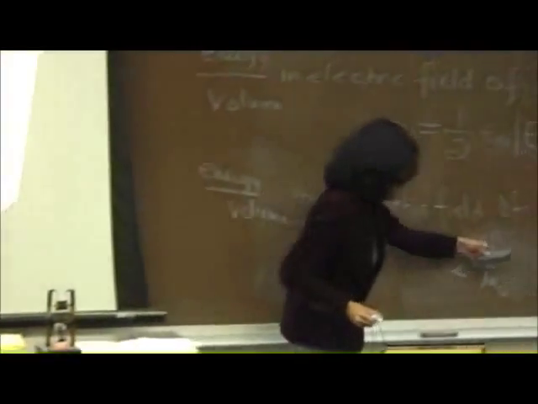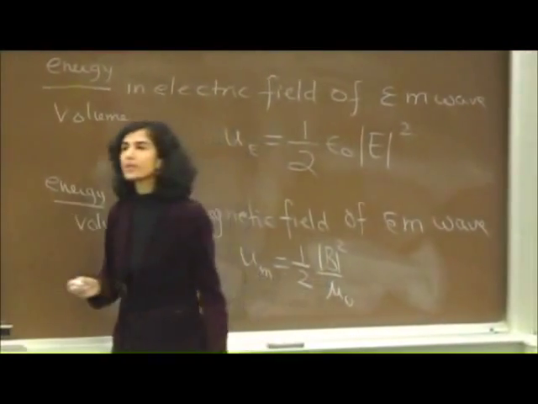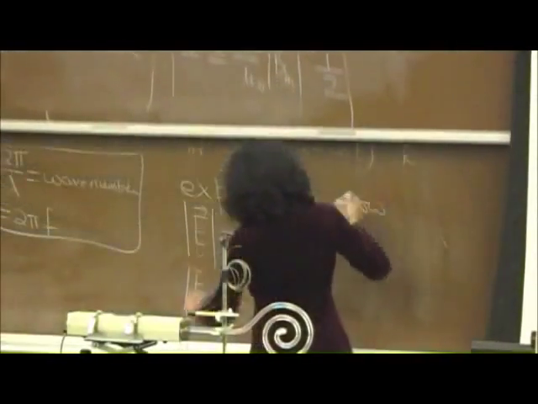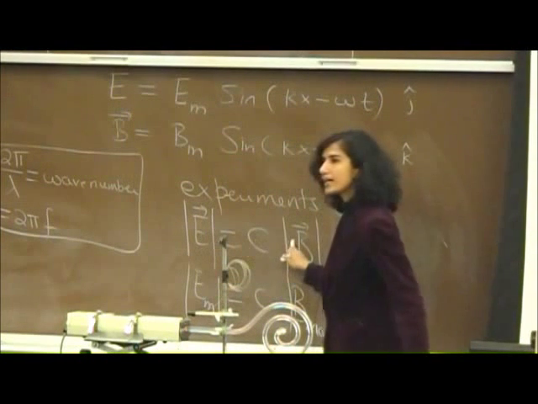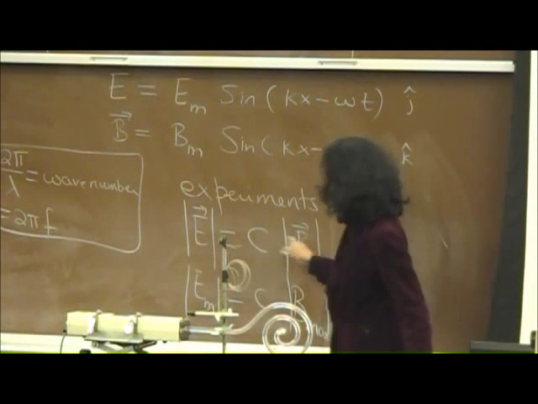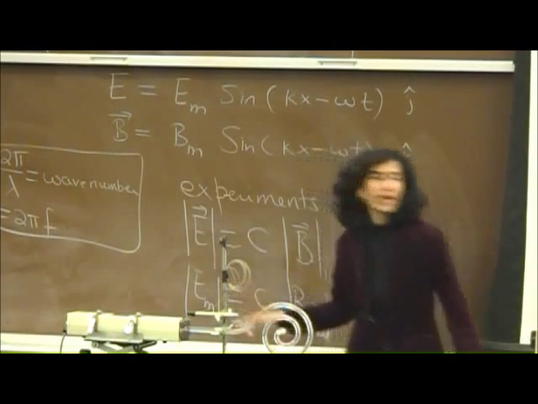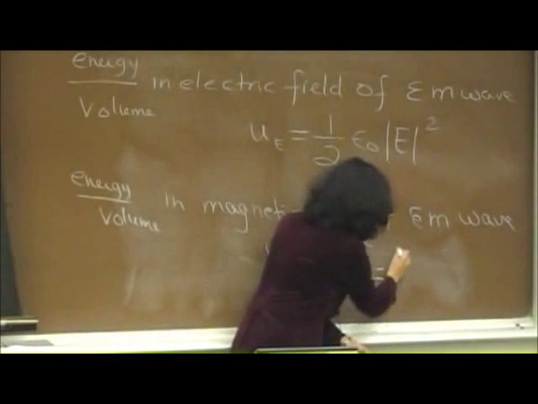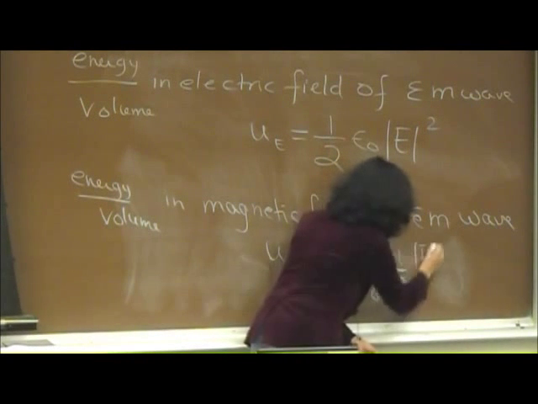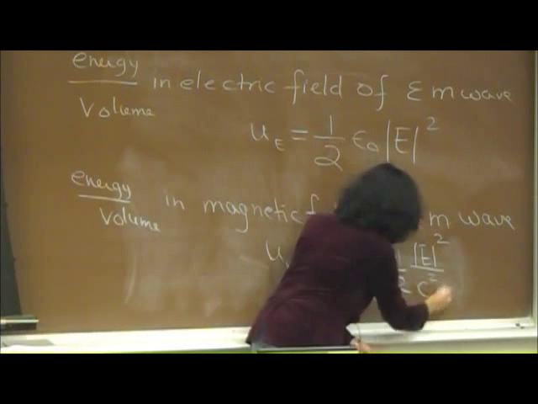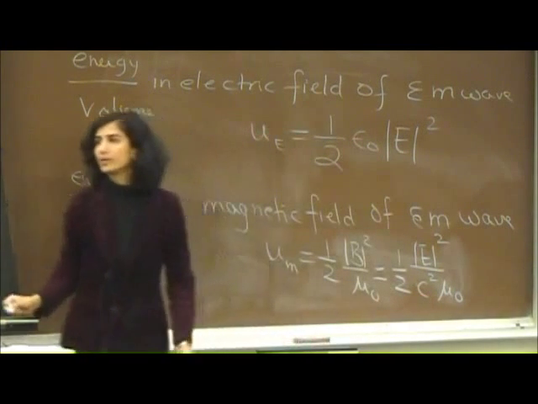Let me write this in terms of electric field. How can I write B in terms of E? Anybody want to tell me how to write B in terms of E? Do you remember this? Using this, can I write B is equal to E over C? I can, right? So let's write B is equal to E over C. So this becomes half E square over C square times mu 0.